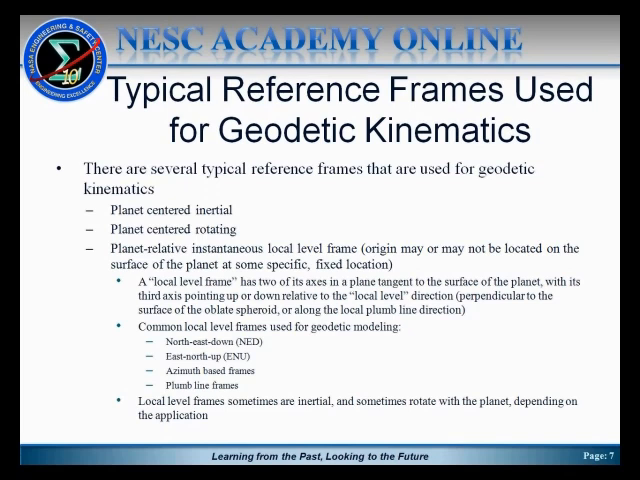And common examples of local level frames that are used for geodetic modeling are northeast down frames, east-north up, azimuth base frames of different flavors, and plumb line frames. And some of these, depending on the application and the user's definitions, sometimes these local level frames could be inertial and sometimes they rotate with the planet. So it just depends on the application and what your needs are.